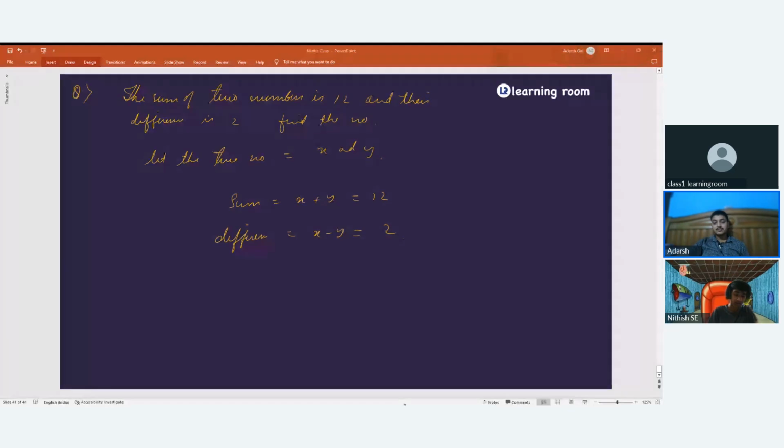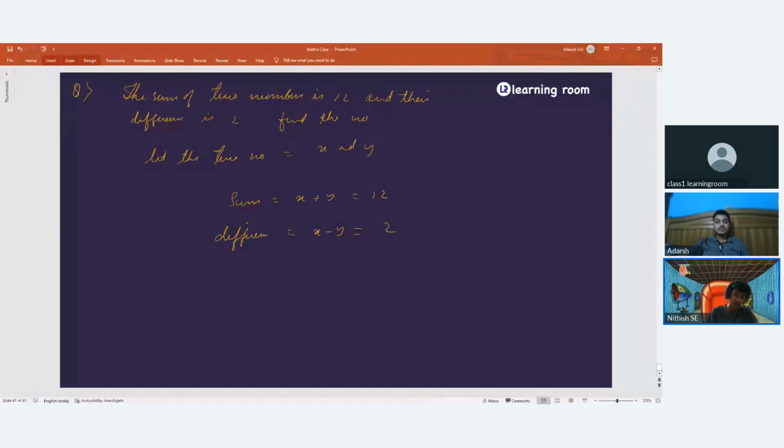Understood or not? I found the answer. Tell me. X is equal to 5... wait, no, X is not equal to 5. X is equal to 7. Y is equal to 5. This is correct.